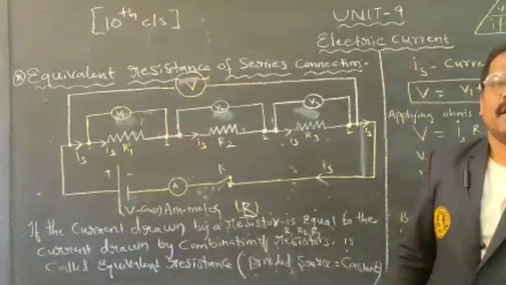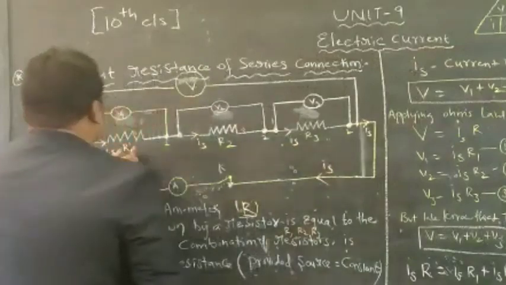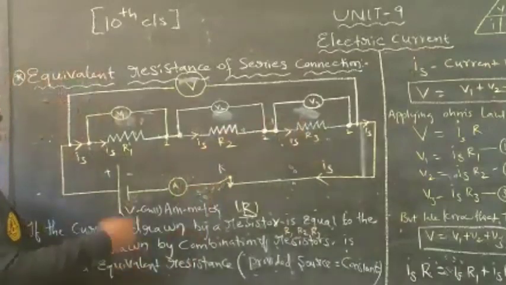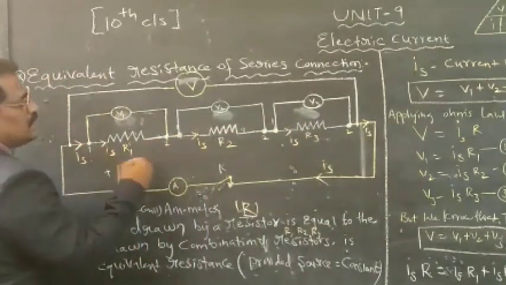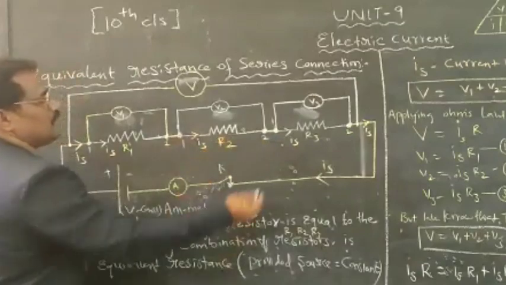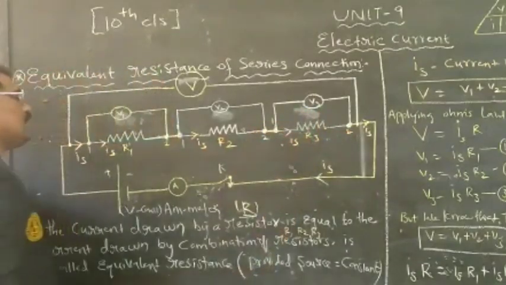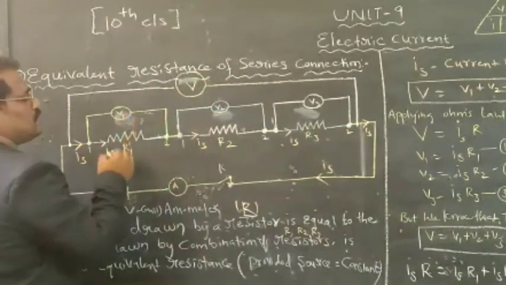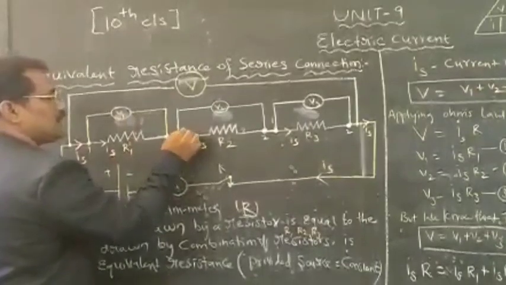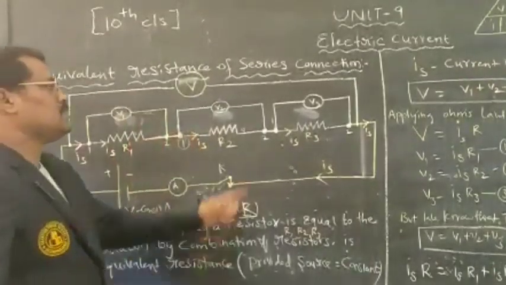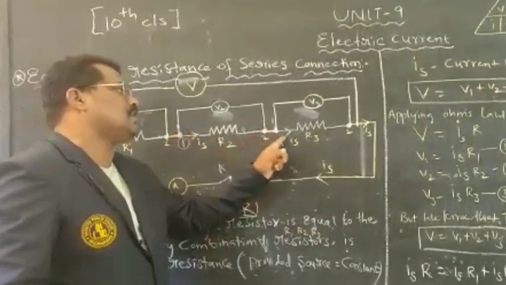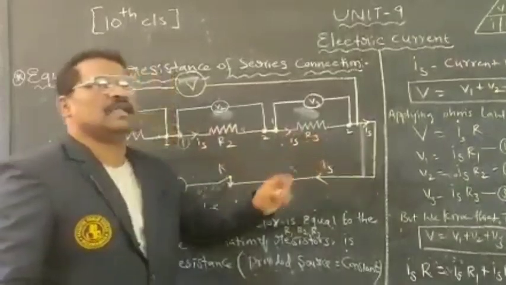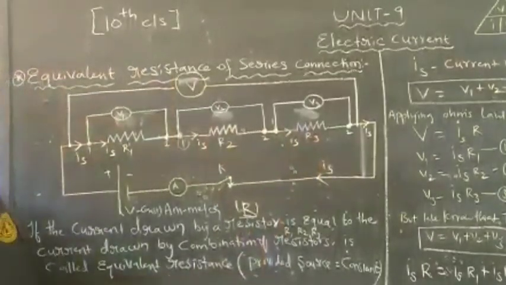Now consider three resistance wires: R1, R2, R3. Each has a first terminal and a second terminal. When can we call it a series connection? The second terminal of the first resistance wire is connected to the first terminal of the second resistance wire. The second terminal of the second resistance wire is connected to the first terminal of the third resistance wire. If it is connected like this, it is called series connection.